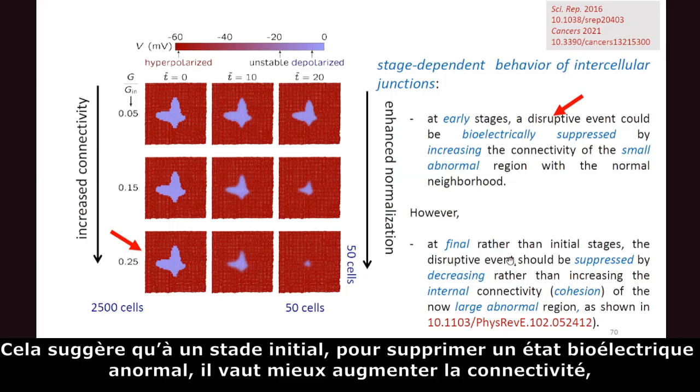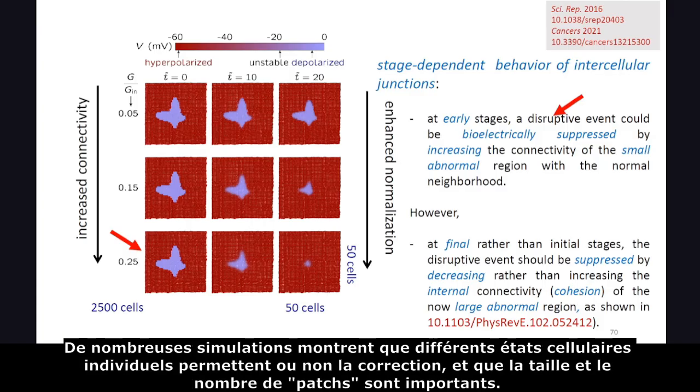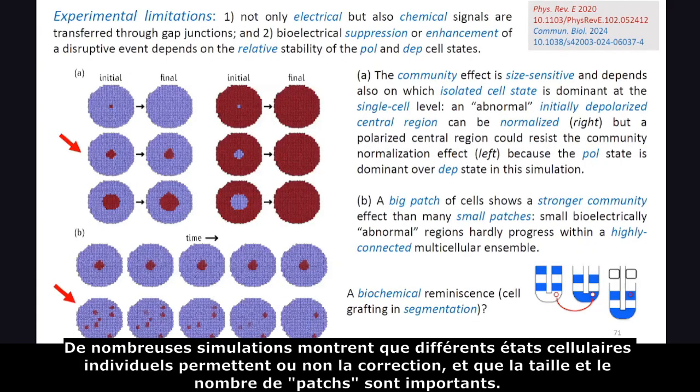it is better to increase connectivity, but at a later stage, when the abnormal region is high enough in size, maybe it's better to decrease rather than increase the connectivity, because this will decrease the internal cohesion of the abnormal group of cells. You can find many different simulations in the next slide.